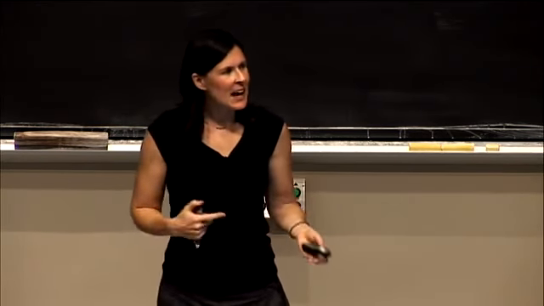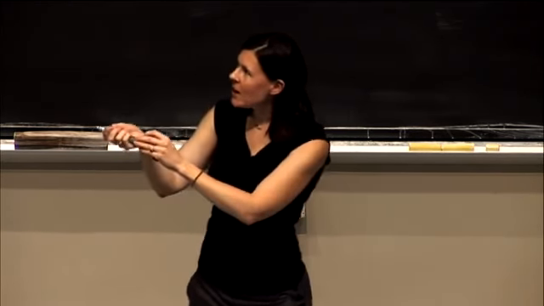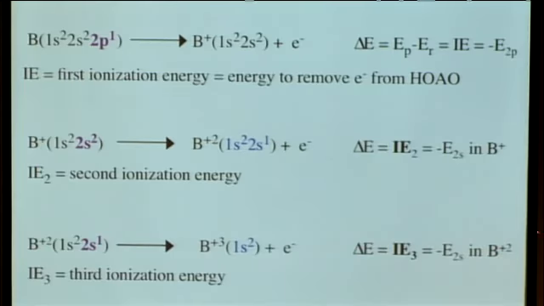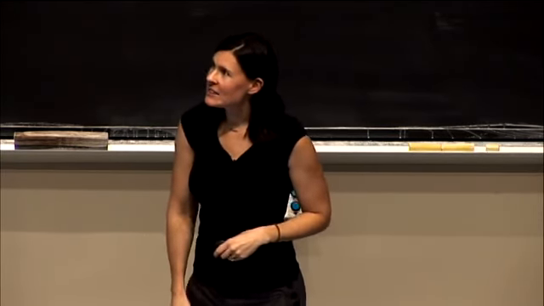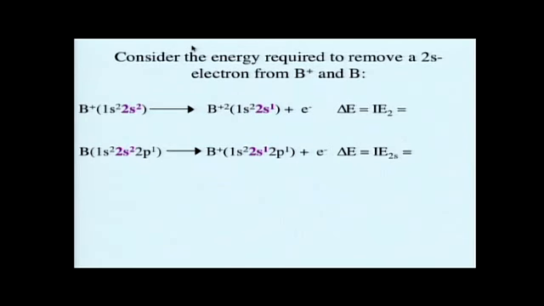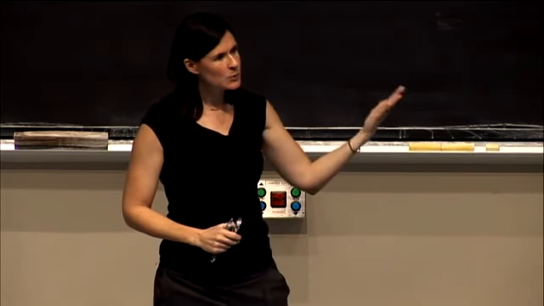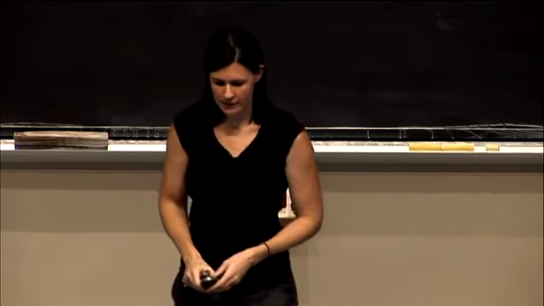So this raises an interesting question in terms of what the difference is between these two cases when we're actually talking about numbers of energy. Let's address this by considering another example which should clarify what the difference is between these ionization energies. Let's think about the energy required now to remove a 2s electron. Let's say we're removing it from B+ versus neutral boron.